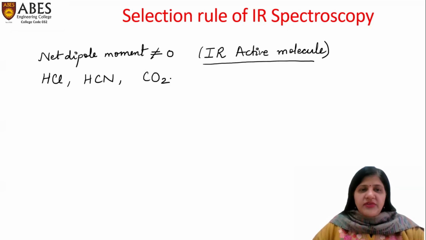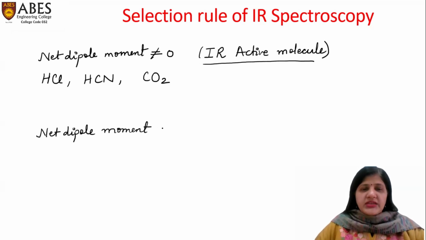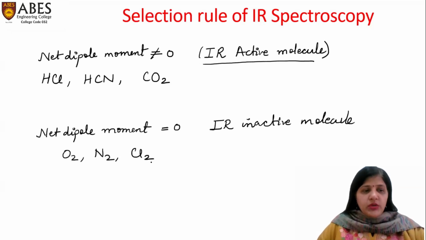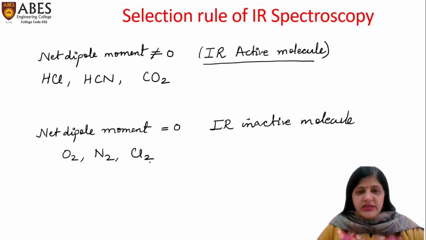These are the molecules which have net dipole moment non-zero during any of the vibrations. If the molecule has net dipole moment 0, it is said to be IR inactive, which means that it will not record an IR spectrum. For example, molecules like O2, nitrogen molecule, chlorine molecule have net dipole moment 0 and they are IR inactive, meaning their IR spectrum cannot be recorded.